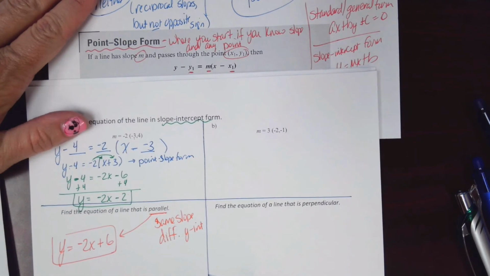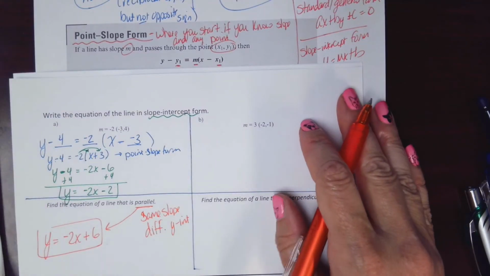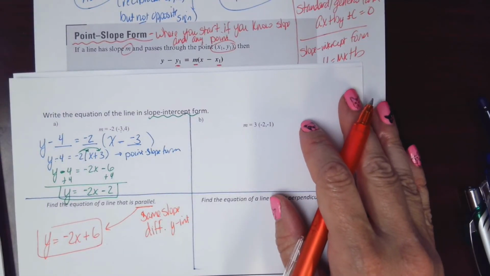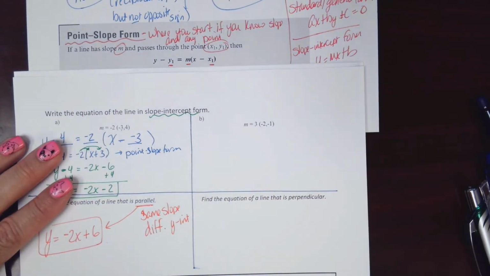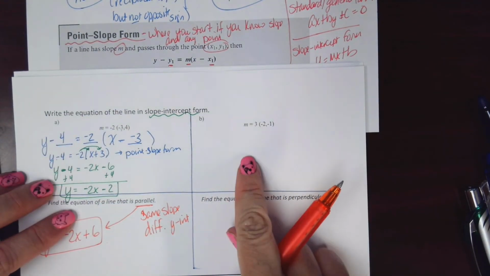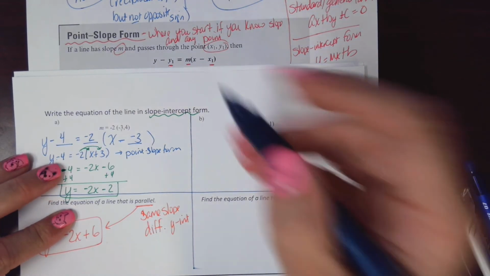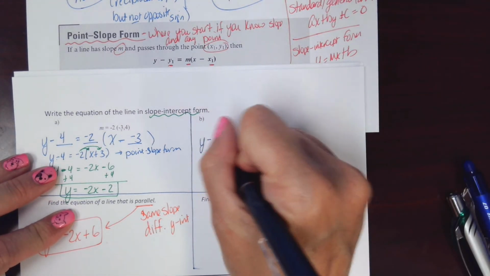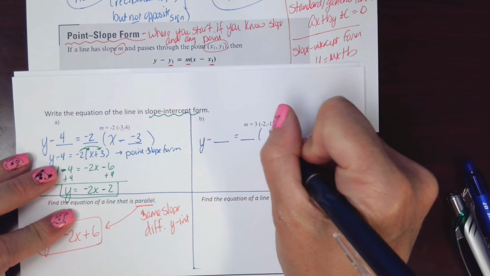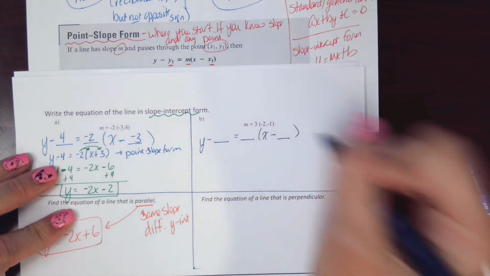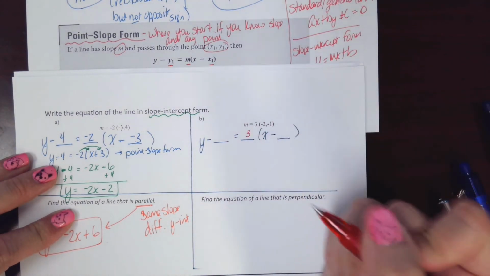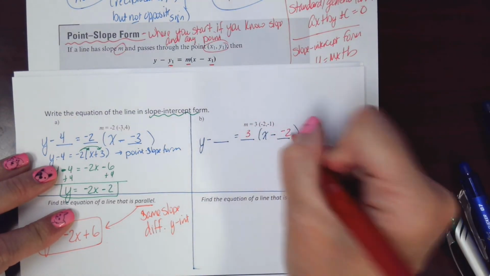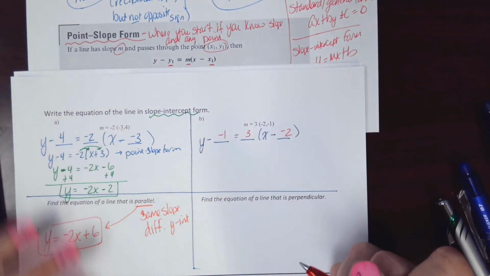Okay, one more example here. Slope and a point on our line. So we're going to plug in what we've got. y minus something equals slope times x minus my x coordinate. What am I plugging in? Well, I am plugging in +3 for slope, -2 for x, and -1 for y.